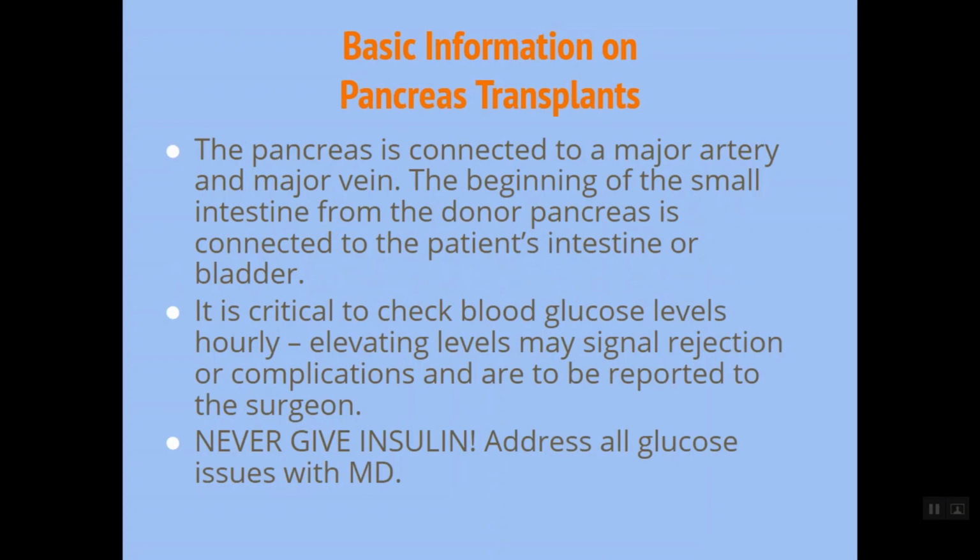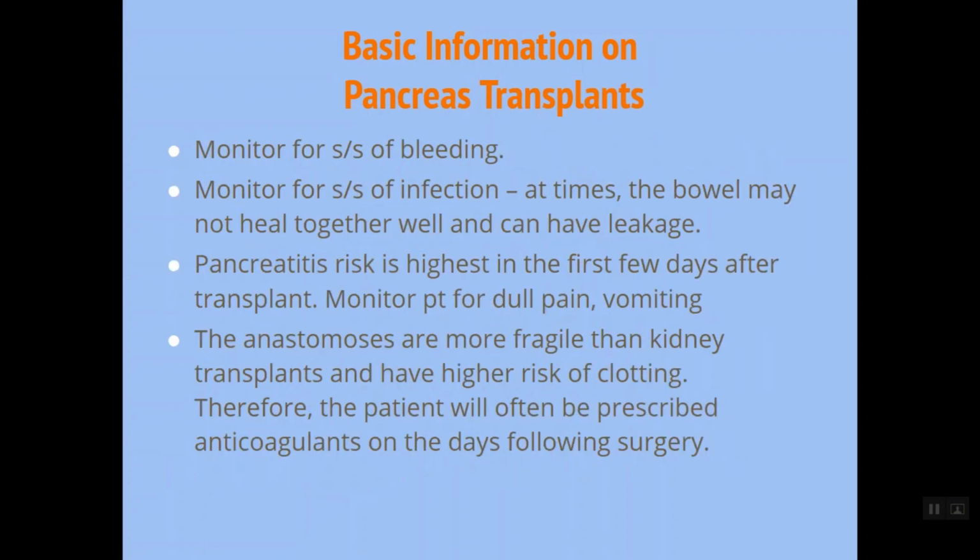So I like to touch on pancreas transplants during this presentation. The pancreas is going to be connected to a major artery and vein. The beginning of the small intestine from the donor pancreas is connected to the patient's intestine or bladder. It is critical to check blood glucose levels hourly on these patients. Elevating levels may signal rejection, or complications, and are to be reported to the surgeon. You should never give insulin to these patients. Address all glucose issues with the physician directly.